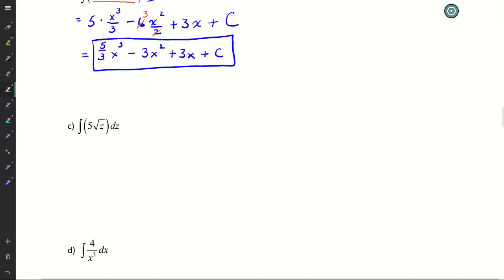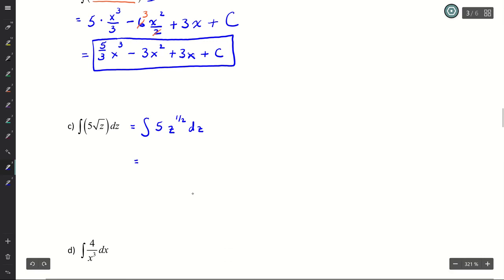All right, next problem down, we have an issue. And the issue is, this doesn't fit one of our rules exactly. As it's written, it's a root, and we don't have a rule for how to take the antiderivative of a root. However, we know from what we've done with derivatives that we can always rewrite a root as a fractional power. So we're going to rewrite the square root of z as z to the 1/2 power, and then dz here. All right, once we've rewritten it, now it fits our power rule exactly.